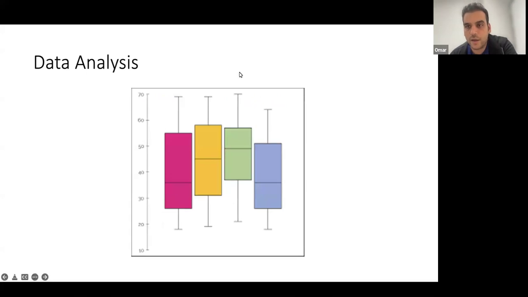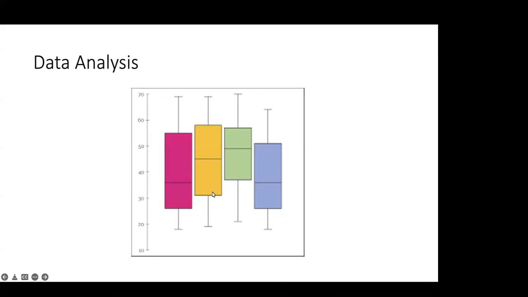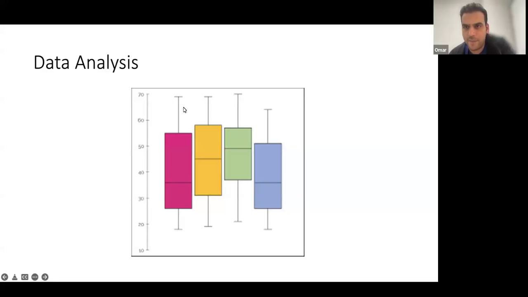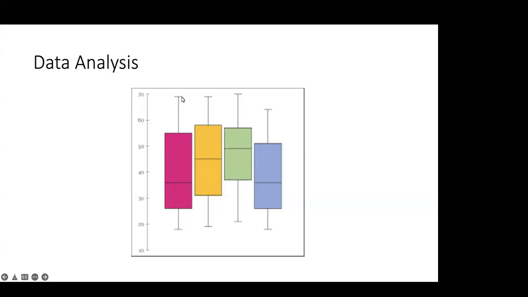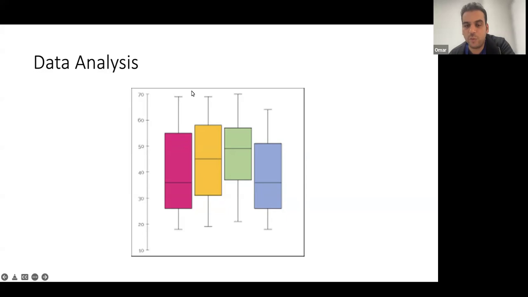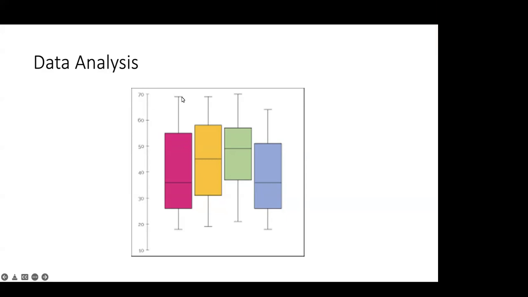Good. Okay. So the next thing that we're going to talk about is data analysis. So does anyone know what this is? Box plot. Good. Okay. So I'm going to point to something and I want you to tell me what it represents. Can everyone see my mouse? Yeah. Okay. What's this? I think the upper quartile.